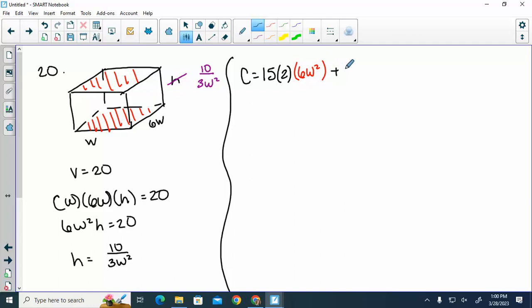All right. The sides cost $3. So let's start with the left and right. There's 2 of those. If I'm trying to find the area of these, you have to do 6W times the 10 over 3W squared.